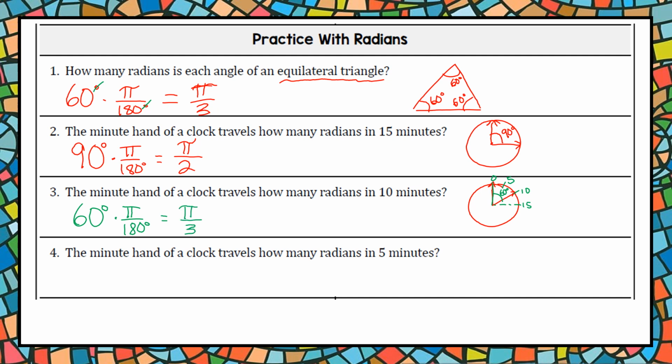Last one here: the minute hand of a clock travels how many radians in 5 minutes? I should be able to use that diagram that I just drew. 5 minutes is really just that first little section. So I know 5 minutes is going to be about right there, and that's going to be one 30-degree chunk. So I'd be taking those 30 degrees, multiplying by my conversion factor, and getting pi over 6.